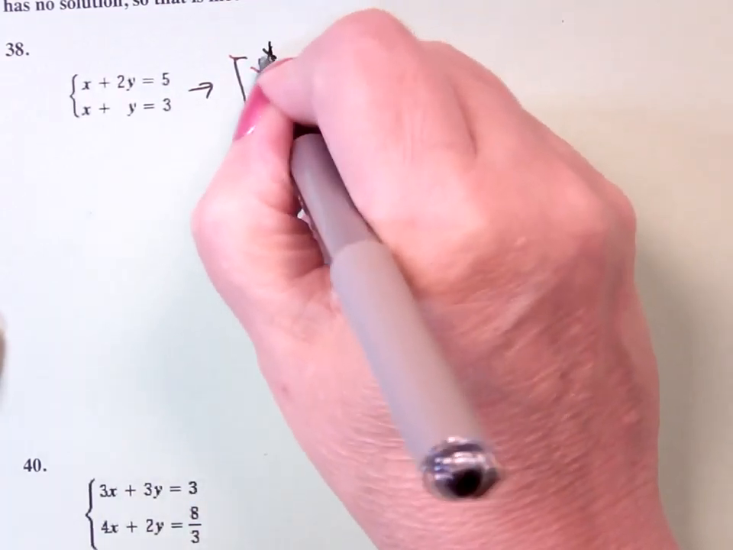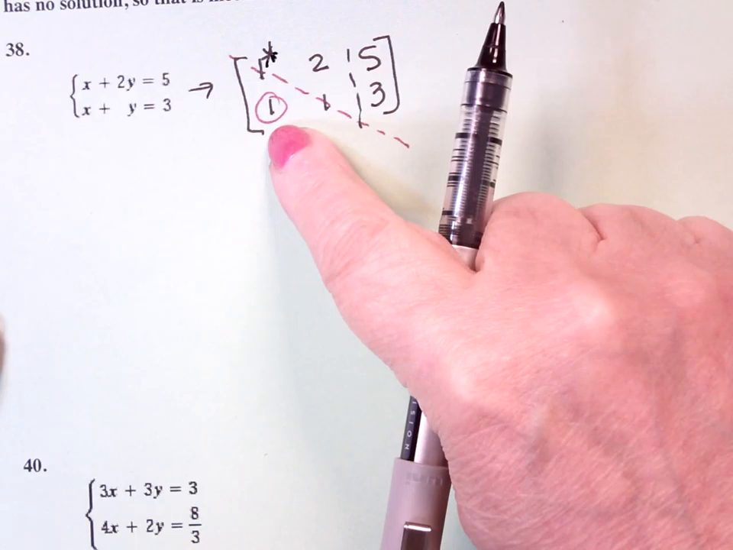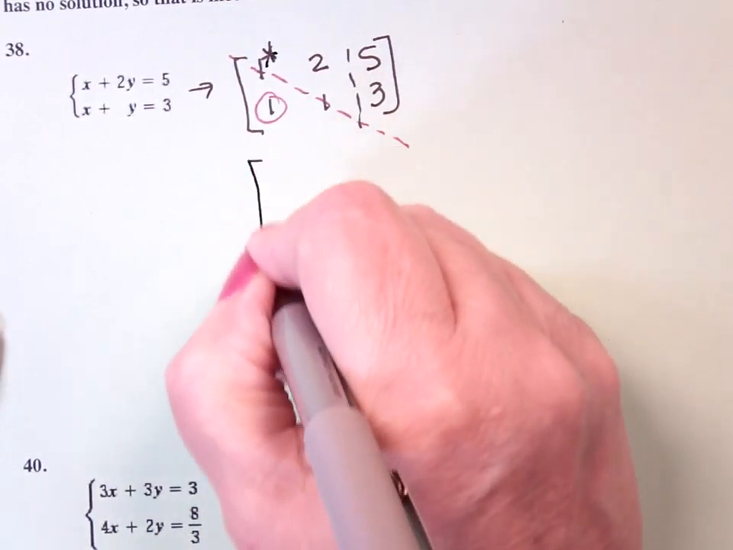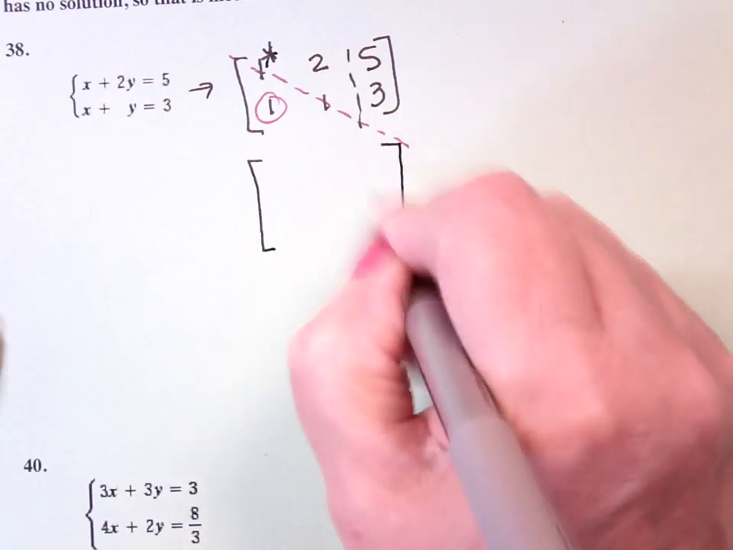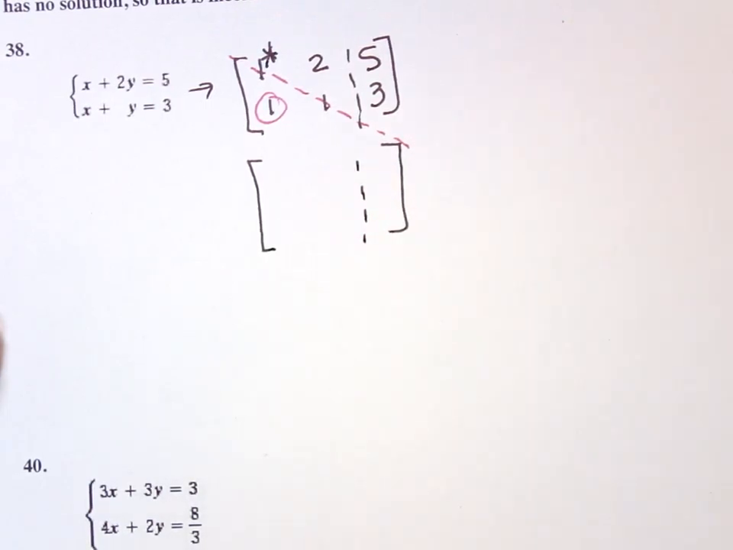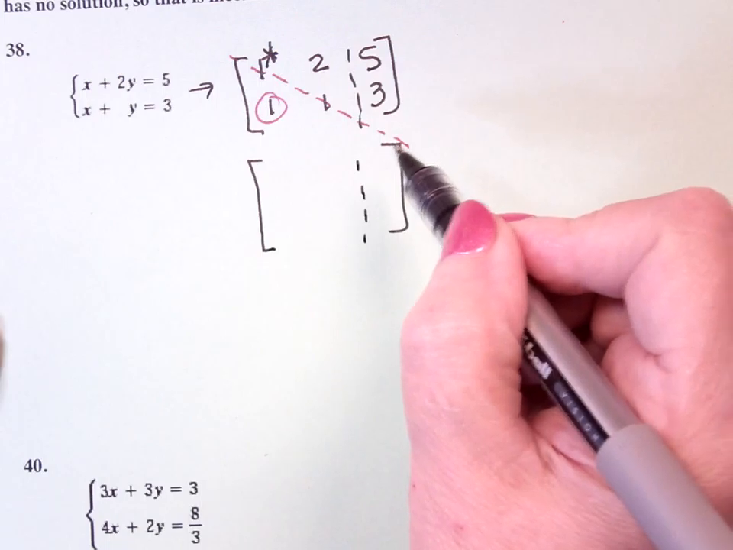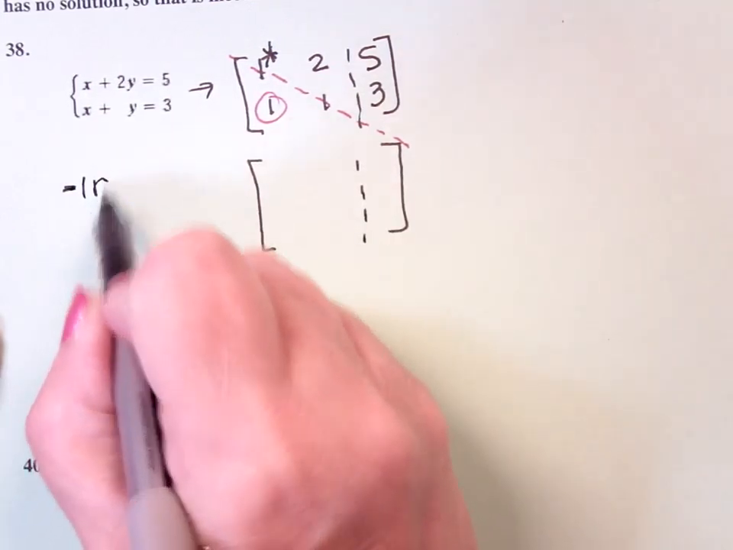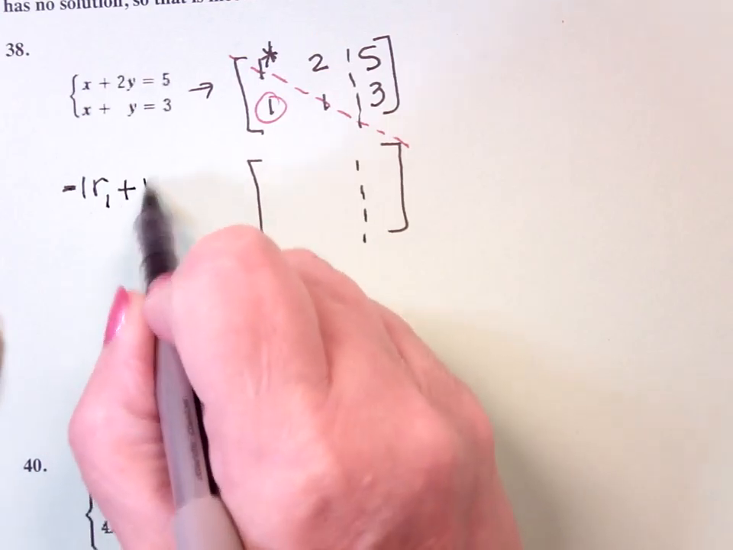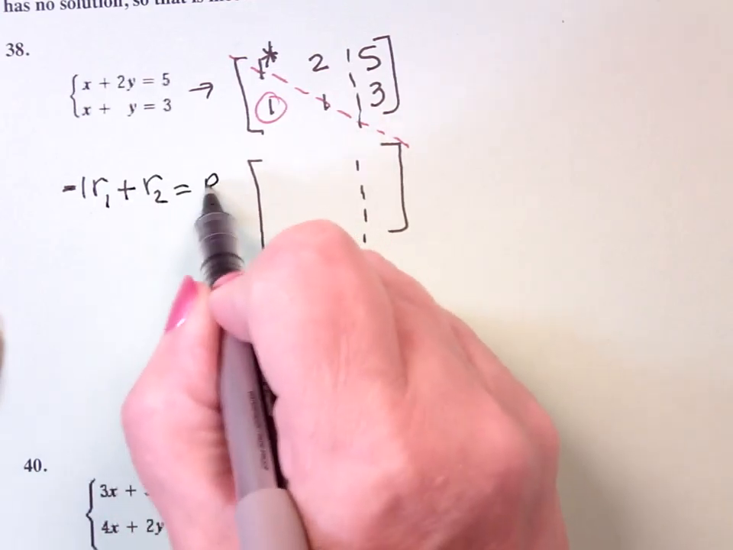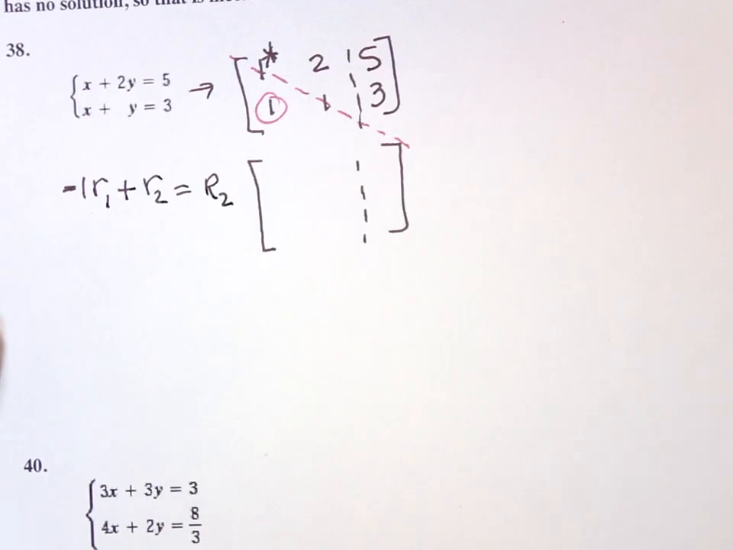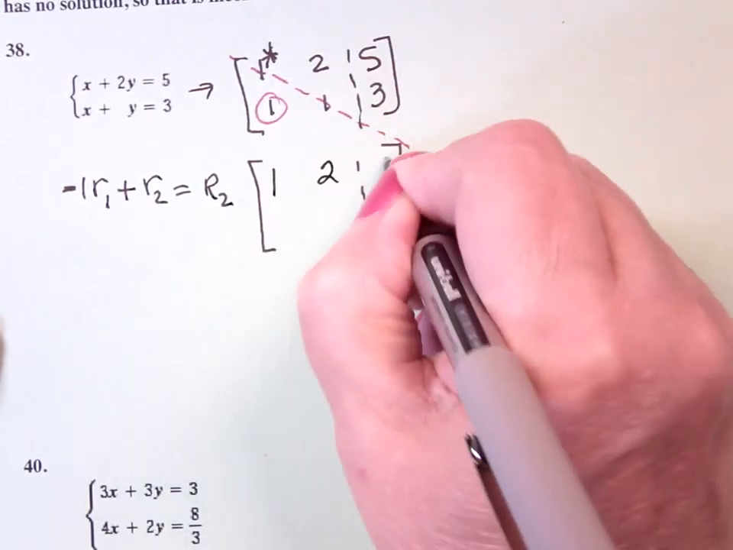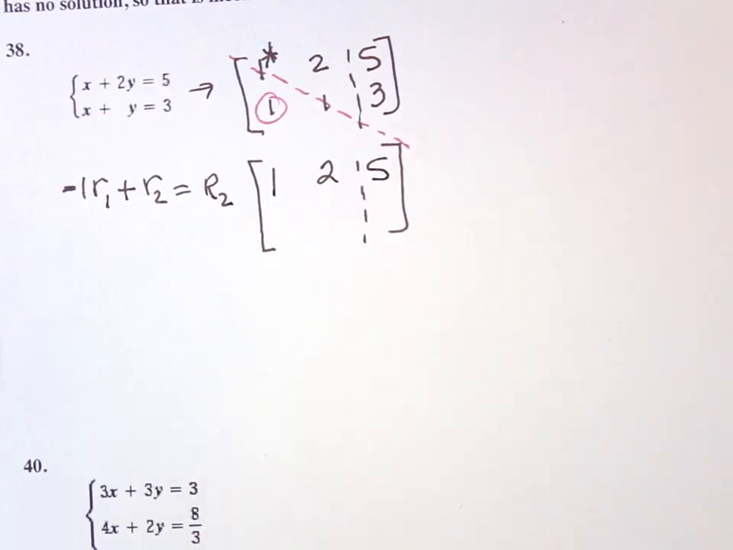That means I'm going to use this 1 to get rid of that 1. So I'm going to create a new matrix, and the new matrix is going to be created by taking -1 times row 1, adding it to row 2 to give me a new row 2. So 1, 2, 5, that remains the same.